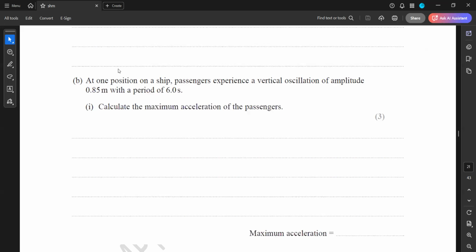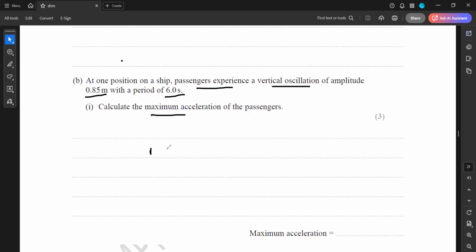The next is at one position. At one position on a ship, the passengers experience a vertical oscillation with an amplitude of 0.85 meter with a period of 6 seconds. We need the maximum acceleration. What is the formula for a simple harmonic motion?